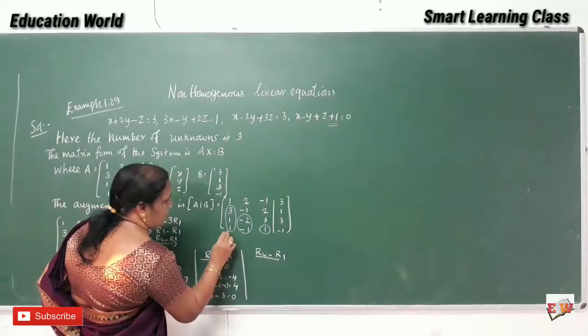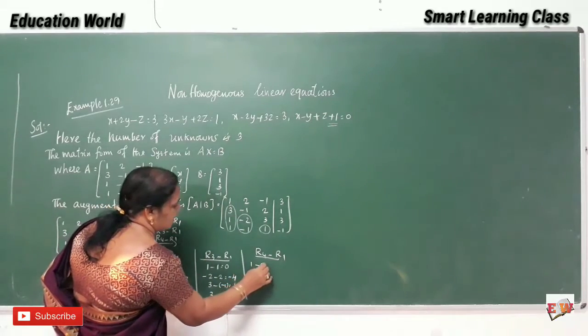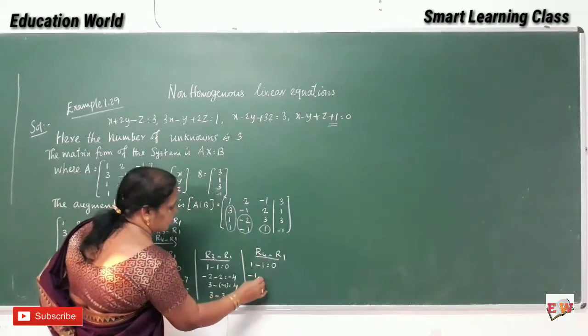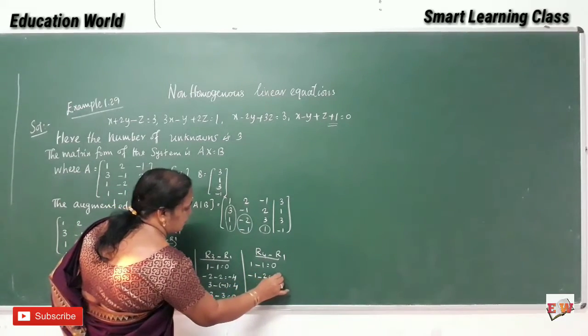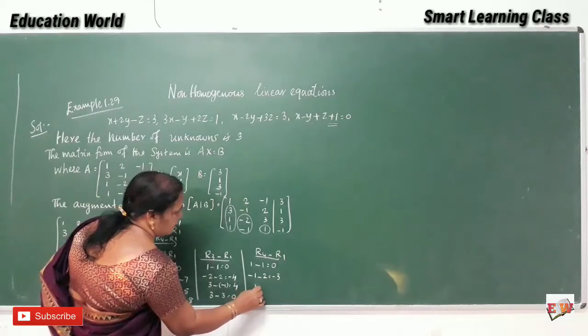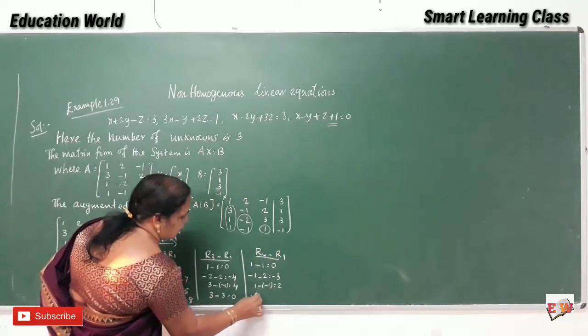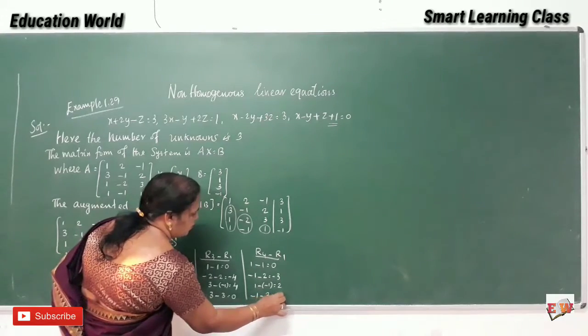Next one, R4 minus R1: 1 minus 1 equals 0. Minus 1 minus 2 is minus 3. 1 minus of minus 1 is 2. Minus 1 minus 3 is minus 4.